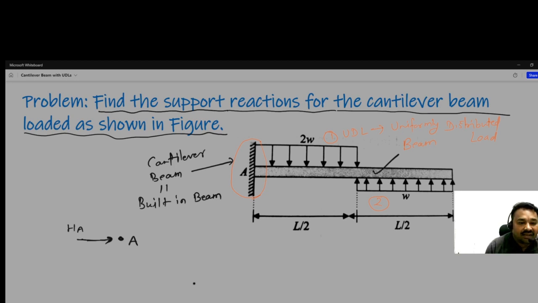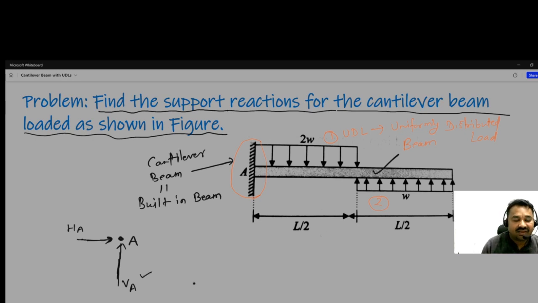ठीक है. So either it can be like this way, we can show VA. And it can act downwards also, and what we get as the answer will say whether our assumption was correct or not. So no need to bother about that. आप डायरेक्शन चाहे तो VA को डाउनवर्ड भी ले सकते हैं, अपवर्ड भी ले सकते हैं.